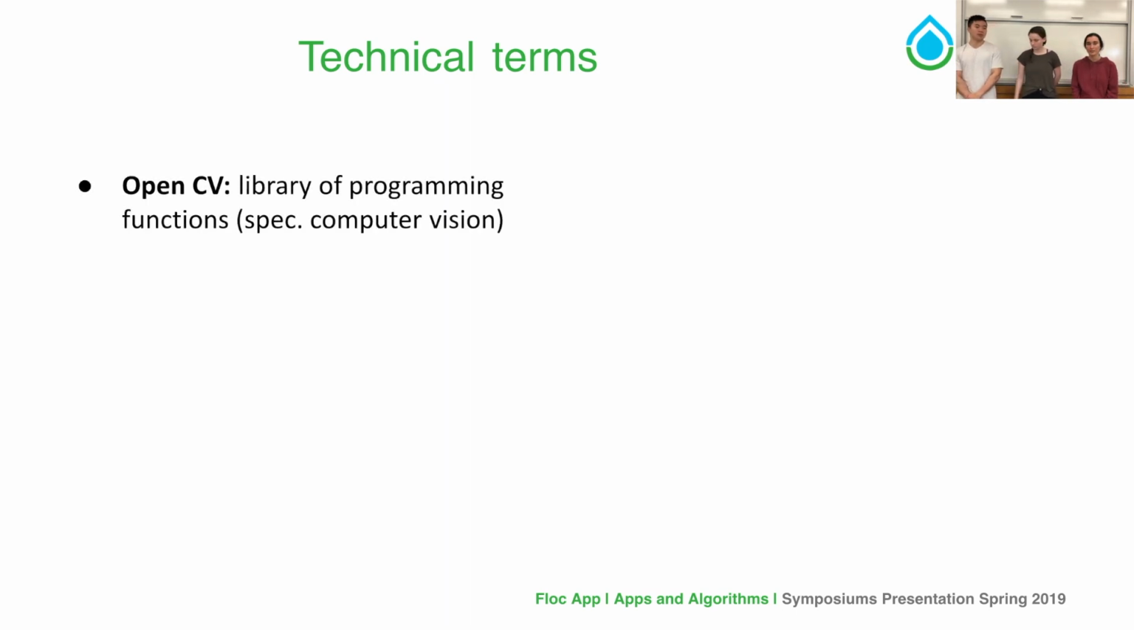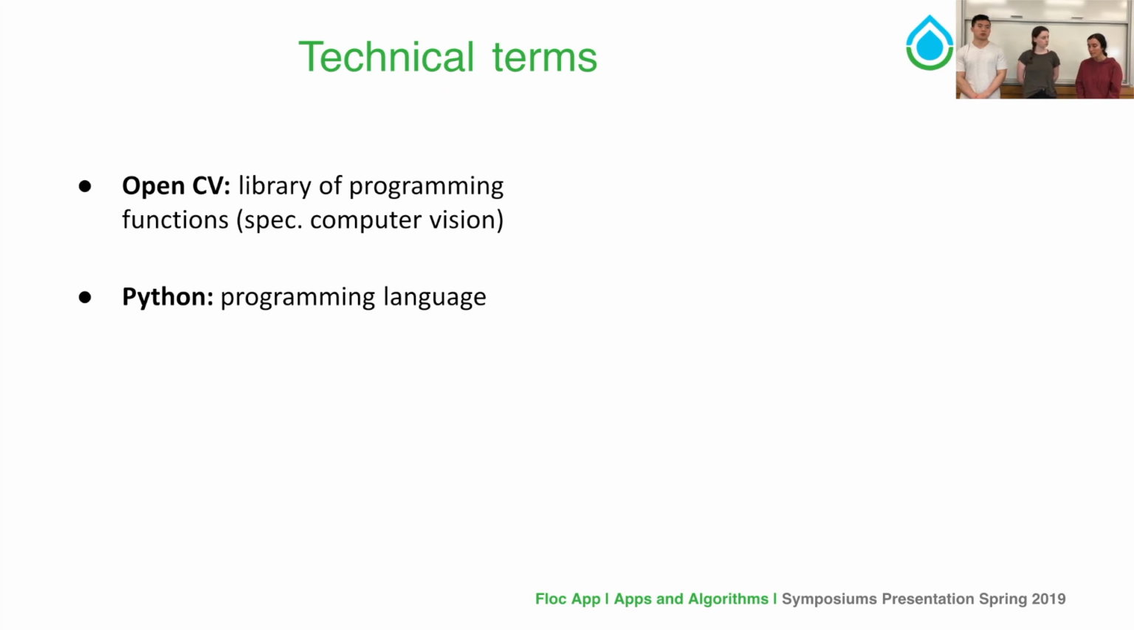One of the first technical terms that we used was OpenCV, which is essentially a programming library which has a lot of functions that are really helpful for computer vision, which was really helpful in our project because essentially what we're trying to do is take images and count parts of them.